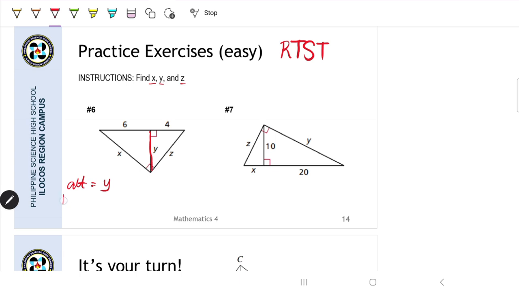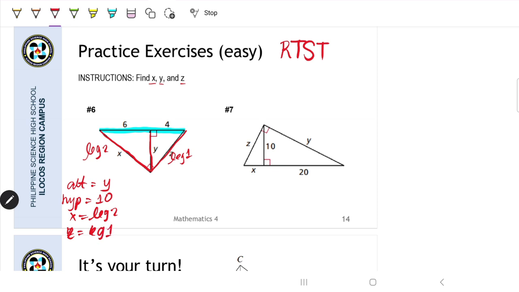Okay. Ano yung aking hypotenuse? So hypotenuse is always perpendicular to your altitude. Therefore, hypotenuse is this one. Okay. And that is 6 plus 4, which is equal to 10. Okay, so I'm going to call this as my leg 1 and this as my leg 2. Okay, so x is leg 2 and z is leg 1.